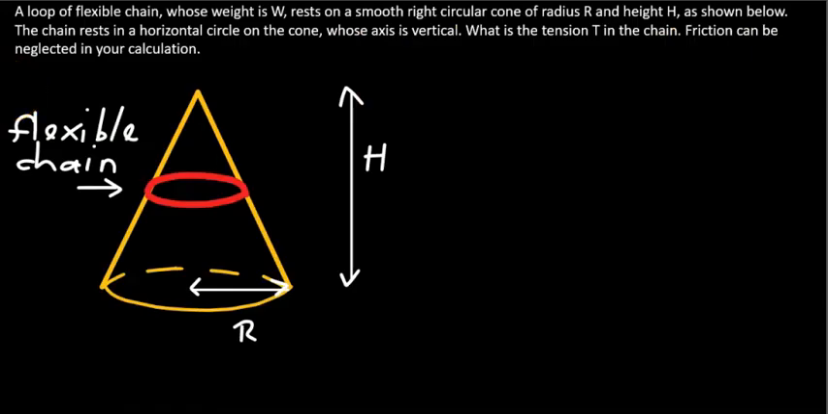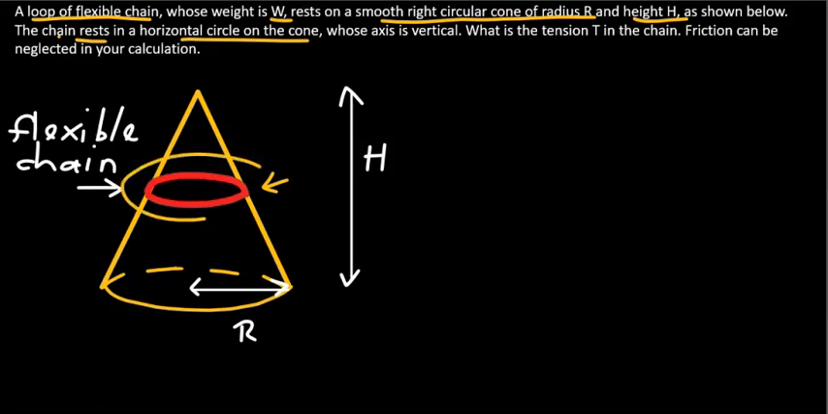Problem 1. A loop of flexible chain, the one shown in red, whose weight is W, rests on a smooth right circular cone of radius r and height h. The chain rests in a horizontal circle on the cone, so it's right there. The axis of the cone is vertical, so the axis is like that. What is the tension T in the chain? Friction can be neglected in your calculation.